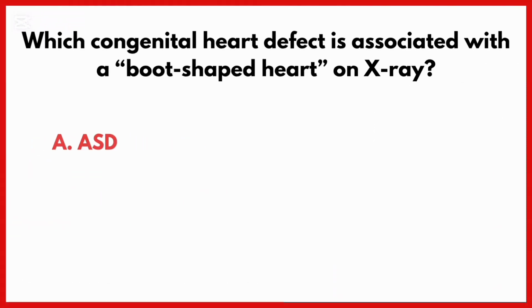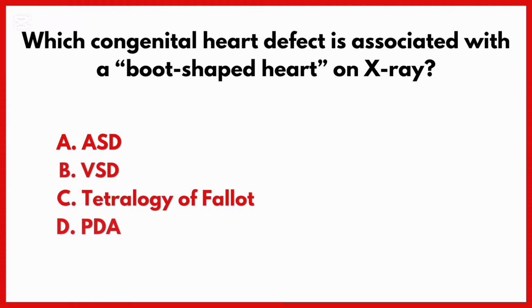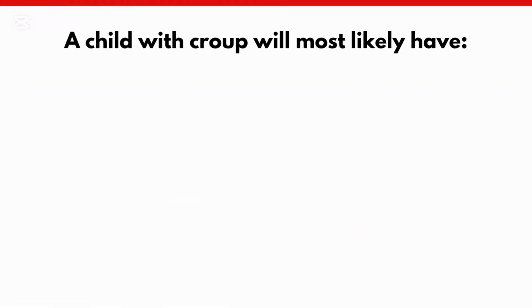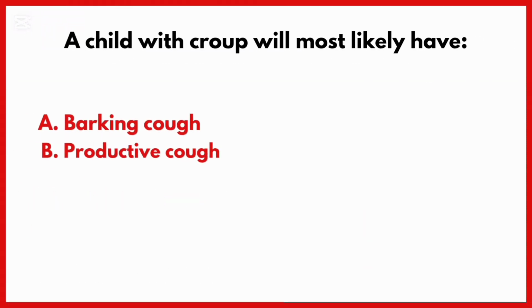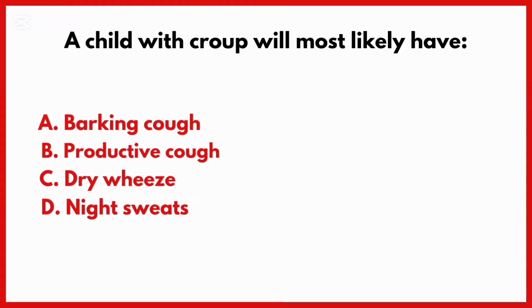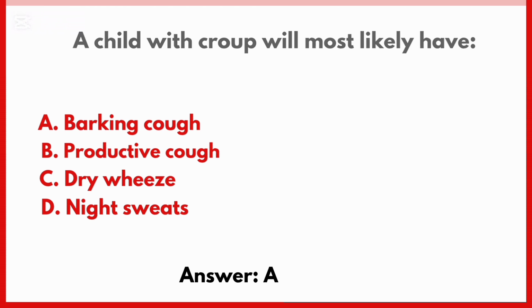Which congenital heart defect is associated with a boot-shaped heart on X-ray? Correct answer is option C, tetralogy of Fallot. A child with croup will most likely have. Correct answer is option A, barking cough.